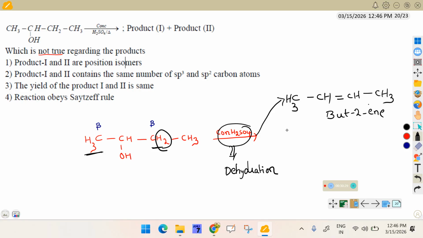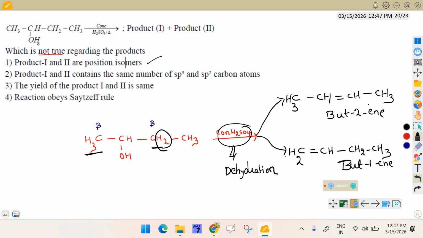One more possible compound is formed by removing hydrogen atom from the beta carbon which contains more number of hydrogens. That is the next compound. So product 1 and 2 are position isomers.